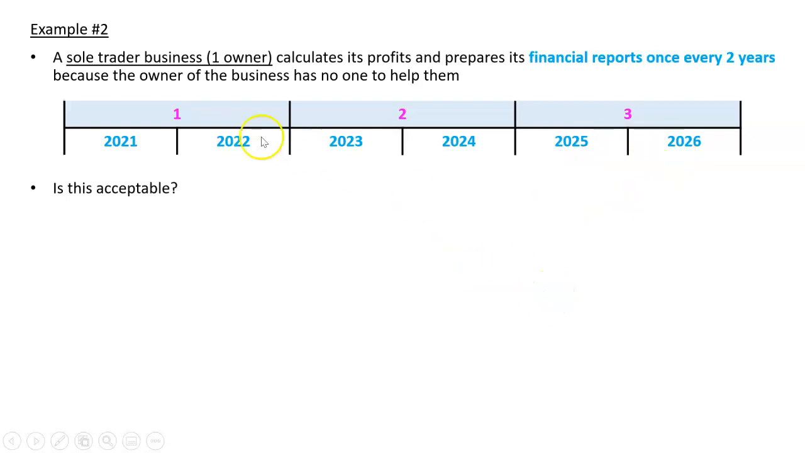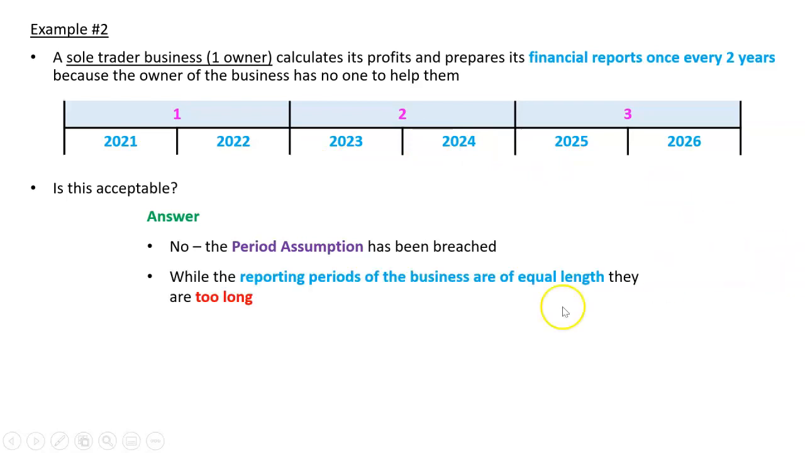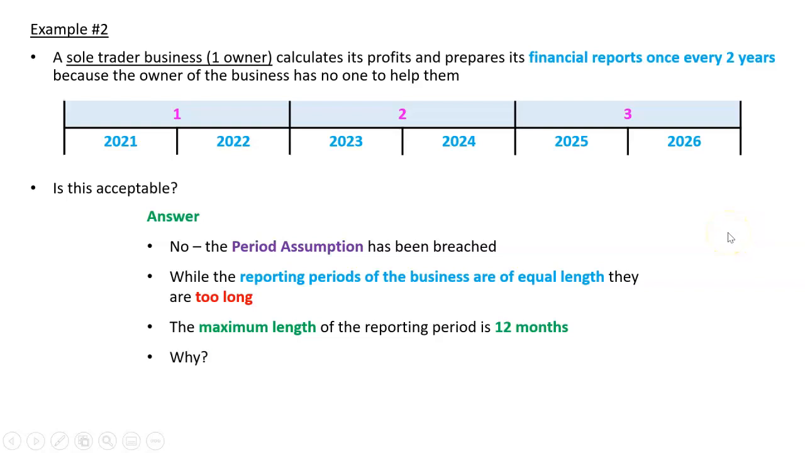Is this acceptable? Well, now the periods are of equal length. There's no problem there. The only problem here is the period assumption is still being breached. Why? Because whilst the periods are of equal length, they are too long. The maximum length of the reporting period that is allowed is 12 months. Why? Well, there's a couple of reasons. The shorter it is, the better you can compare your performance.